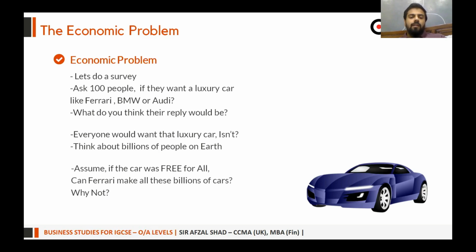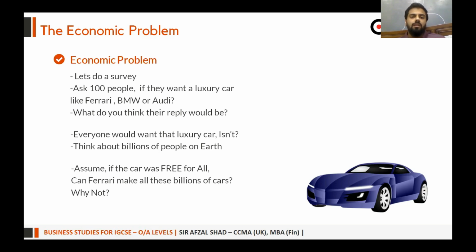And the question over here is, even if it is free, can Ferrari make these billions of cars for billions of people? Can they make it? I believe they can't. The reason is because they need a lot of things.